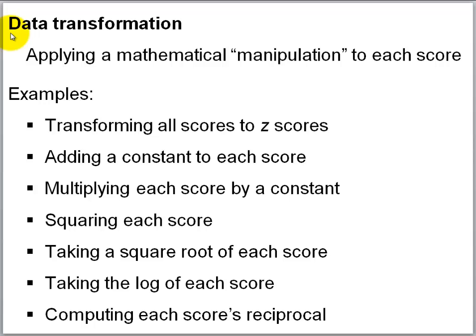We're going to look at data transformation, and in data transformation one applies a mathematical manipulation to each score. Here are some examples of data transformation: transforming all scores to z-scores, adding a constant to each score, multiplying each score by a constant, squaring each score, taking a square root of each score, taking the log of each score, computing each score's reciprocal.